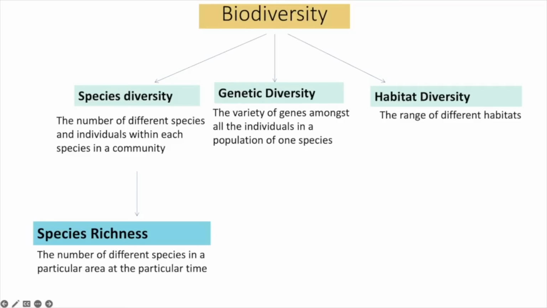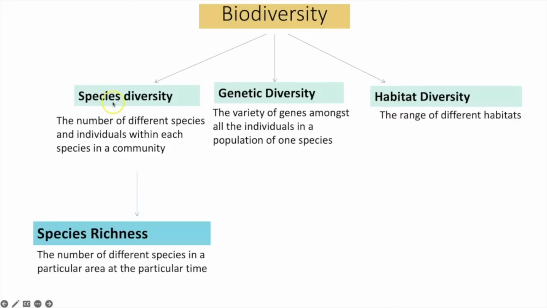So biodiversity is the range of living things, but there's different ways that you can classify this. There's species diversity, which is the number of different species and individuals within each species in a community. Genetic diversity is the variety of genes amongst all of the individuals in a population of one species. And habitat diversity is the range of the different habitats present.